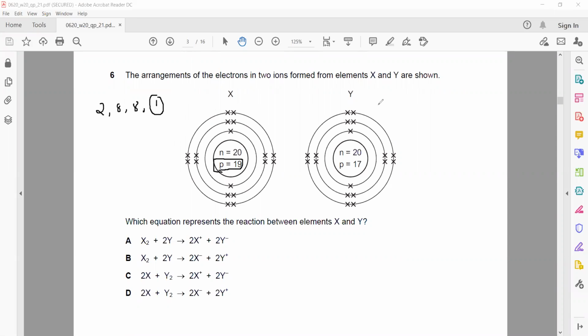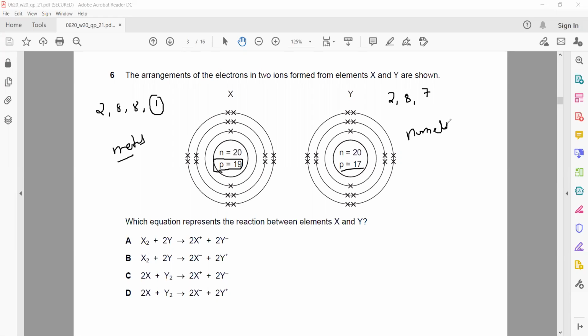And when you check the other one: if X belongs to group 1, it means element X is a metal. And proton number 17 means these are ions, but I'm talking about the elements. Proton number 17 means this will be 2, 8 and 7, so it belongs to group 7. So if it belongs to group 7, it will be a non-metal.